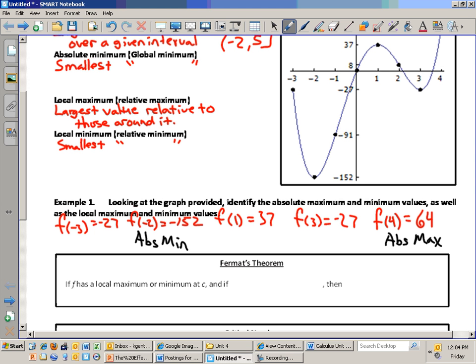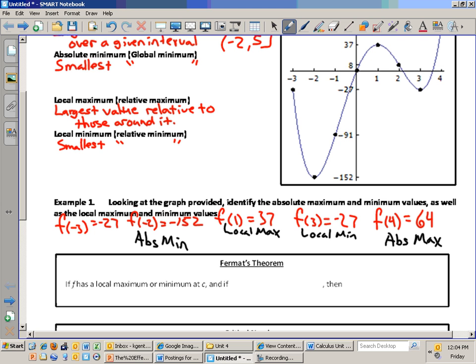So, which points on here are the highest or lowest compared to those around them? Yeah, f of 1 is going to be a local max because this is the biggest point compared to those immediately around it. So we would call f of 1 a local max. What else? f of 3 would be a local min.